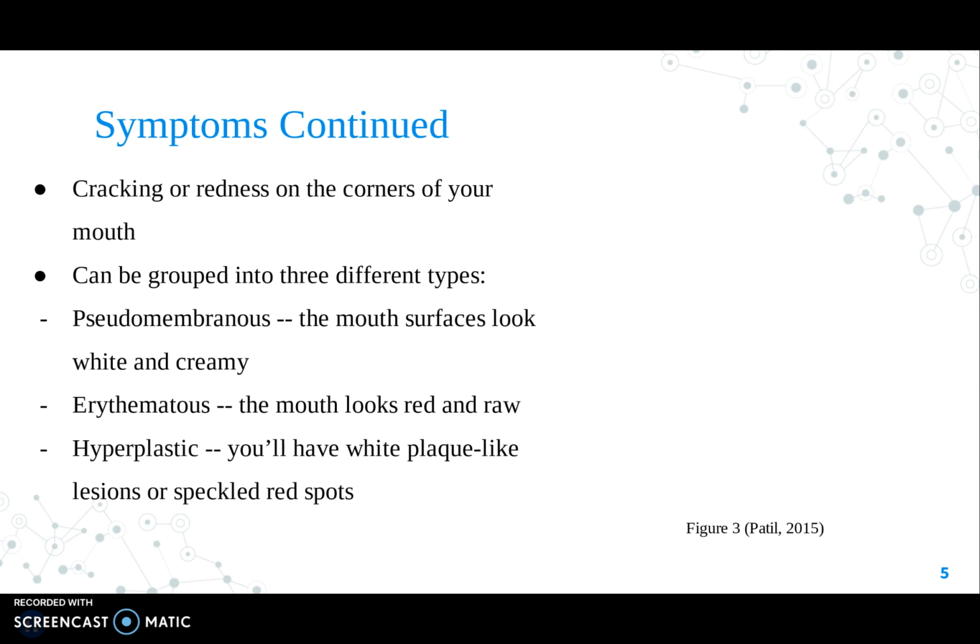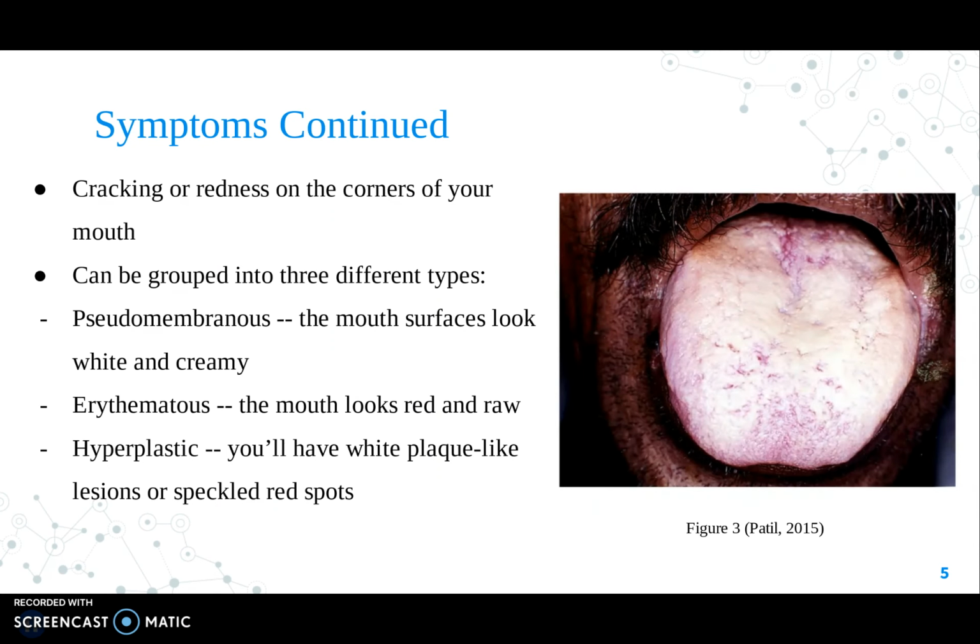Now, some more symptoms can be cracking or redness of the corners of your mouth, and oral thrush can be grouped in 3 different groups. Pseudomembranous, which is when the mouth surfaces look white or creamy. Erythematous, where the mouth looks red and raw. And lastly, hyperplastic, where you'll have white plaque-like lesions or speckled red spots in your mouth.